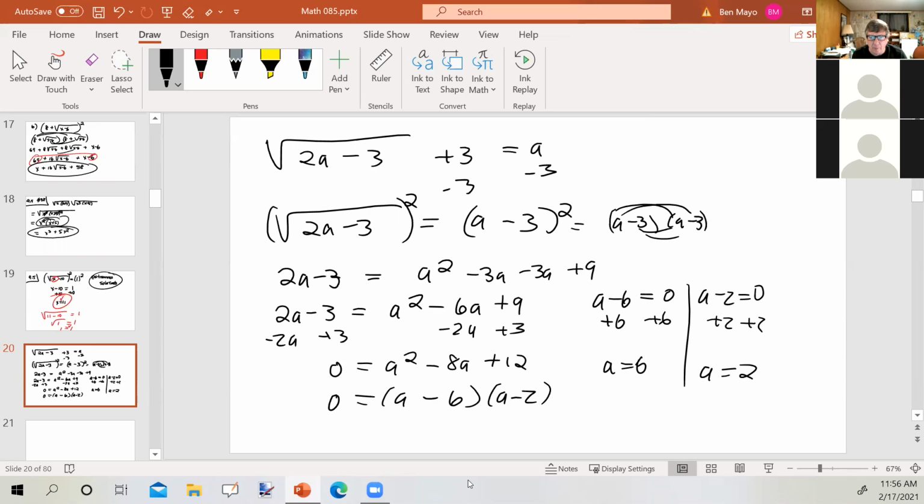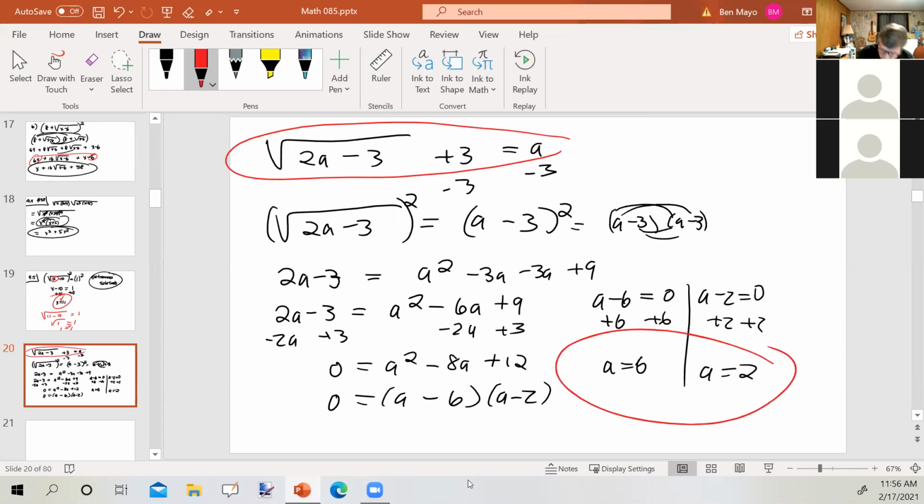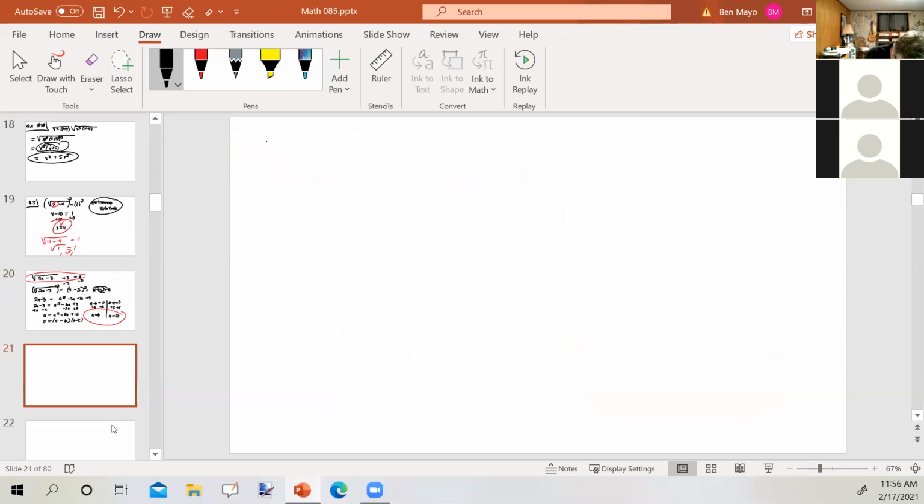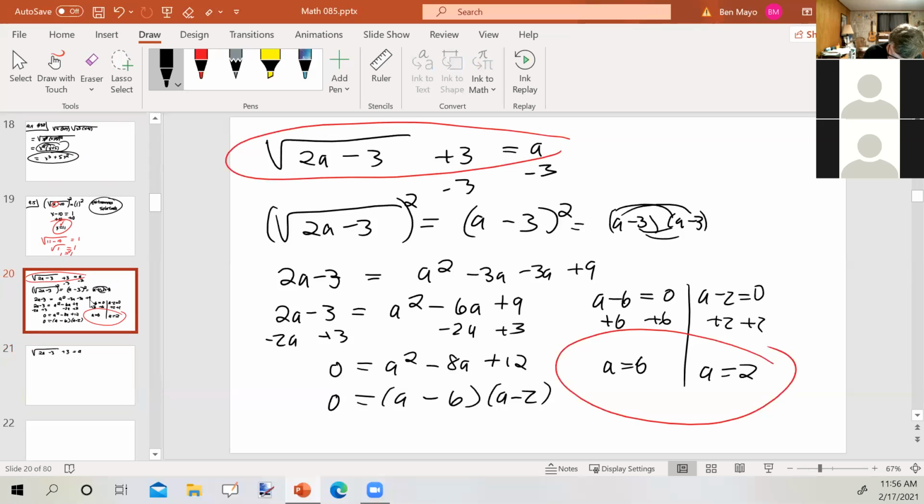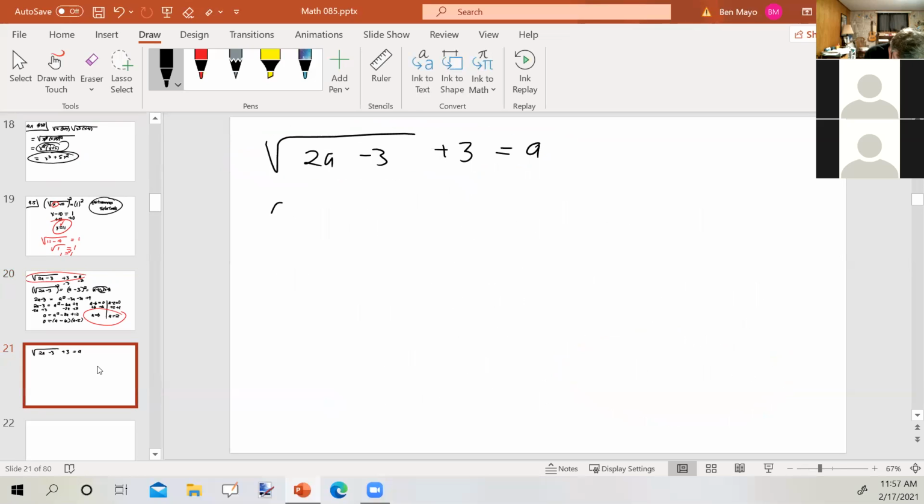Any questions about that? All right, what I'm going to do is I'm going to recopy the original problem, and then our proposed solutions on the next page so that I have more room to work with. Okay, so the square root of 2a minus 3 plus 3 equals a. Is that correct? Yes. And then a is 6, a is 2. All right, so now I'm going to plug 6 in the place of a.